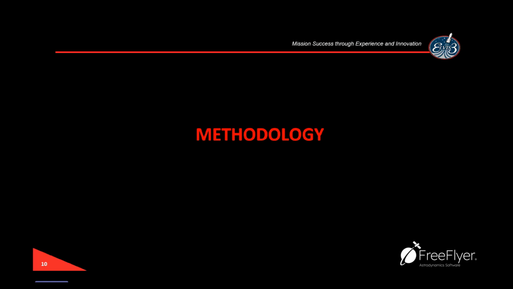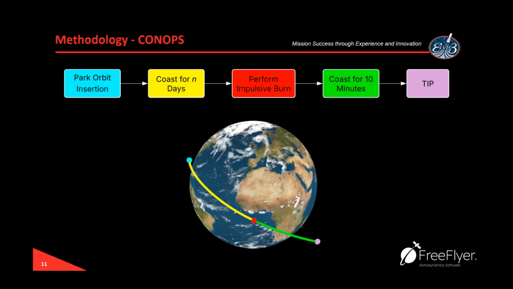Now to the methodology. This first slide is just kind of the high-level ConOps here. And in the subsequent slides, I'm going to go ahead and break down each section even further. But to start, I'm not modeling the ascent phase of flight here. We're just starting at park orbit insertion at that blue dot. And then from there, we coast in our park orbit for n number of days. And n will range between 0 up to 20. So for a total of 21 trajectories.